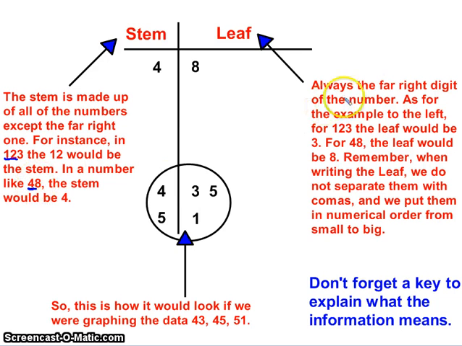So what that means is the leaf will always be the far right digit of the number. Okay, so as for the example to the left, the 123, the leaf would be 3. For 48, the leaf would be 8. Remember, when writing the leaf, we do not separate them with commas. You'll see that in the example. And we put them in numerical order from small to big. You'll see that as well. One other thing that I want to mention, the leaf is always a one-digit number. So please make sure that you write that down.